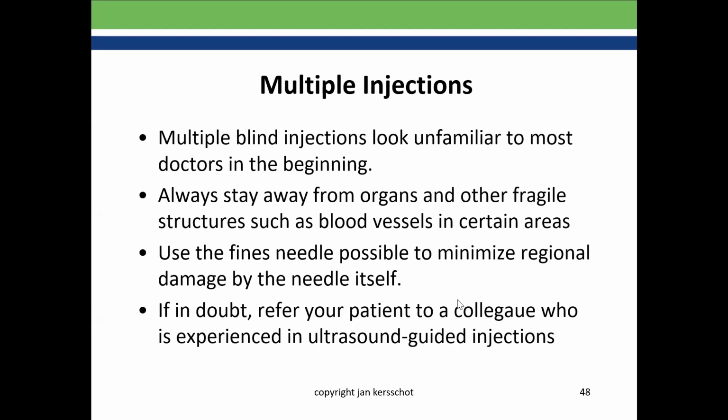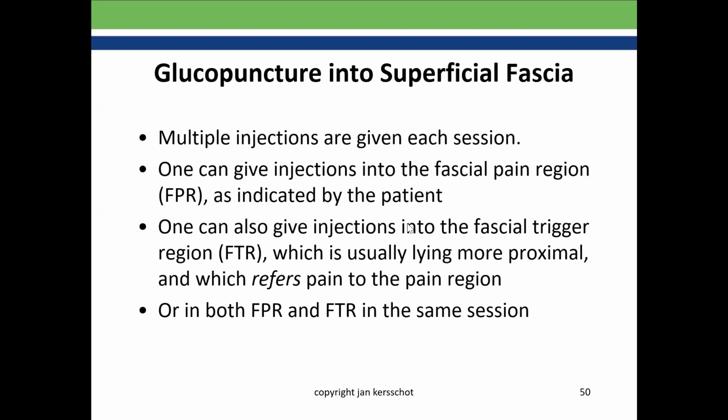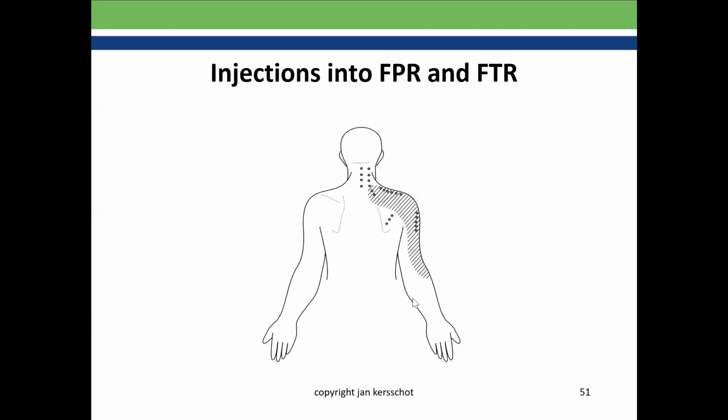As you have seen in the photographs before, we typically give multiple injections each session. For example, here the patient has pain here. If you are a beginner, you just give multiple injections in the pain area, for example in the fascia vascular pain region, FPR. And I'm going to talk a bit about the superficial vascular, because it's becoming so popular over the last years. And we can inject, as I said before, in the origin region, in the neck, and in the pain region, but also we can inject in some trigger points.